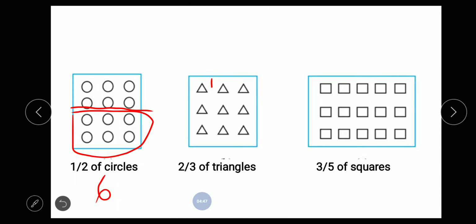Next, 2 by 3 of triangles. So divide the triangles into 3 groups and select 2 groups from it. We selected 2 groups from it. So how many triangles are there in 2 groups? That is equal to 6.